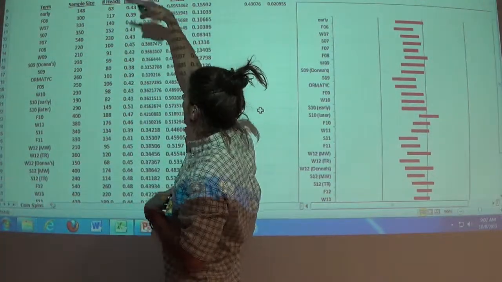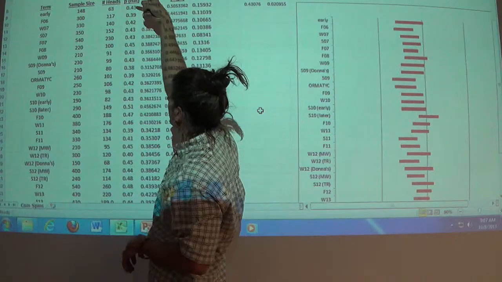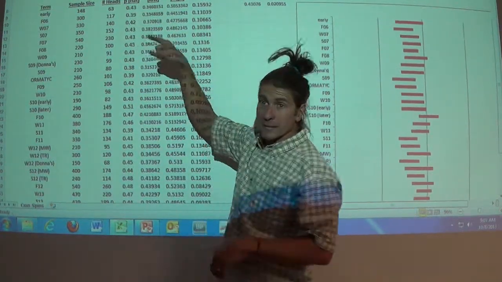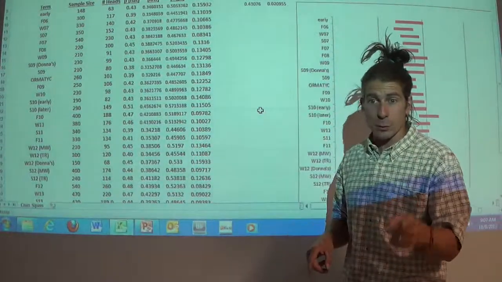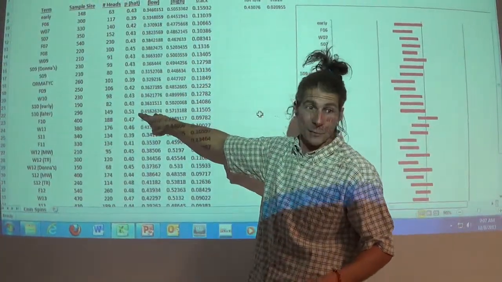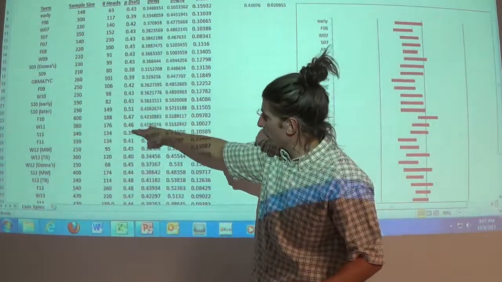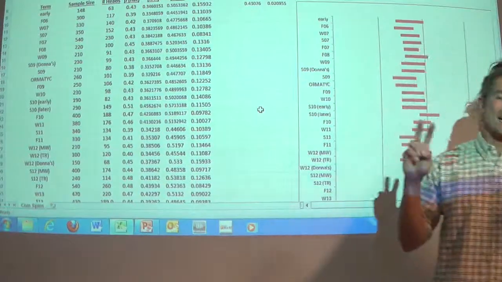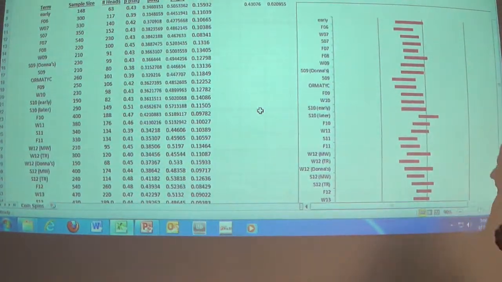Here's P hat. I didn't know how to make the symbol in Excel, so I just called it P hat. 0.43, 0.39, 0.42, 0.43, 0.45. Notice how, except for you guys, you got exactly 0.5. Very, very few other classes, 0.51 right there. But very, very few other classes got anywhere near 0.5. I say near; we'll get to what I mean by near in a second.